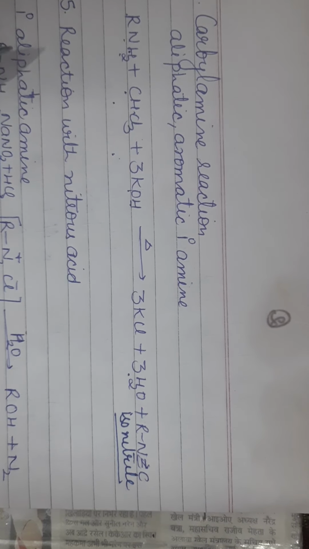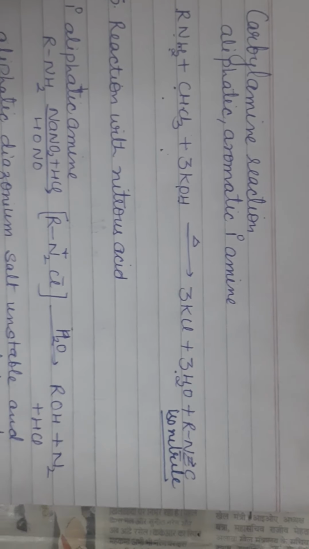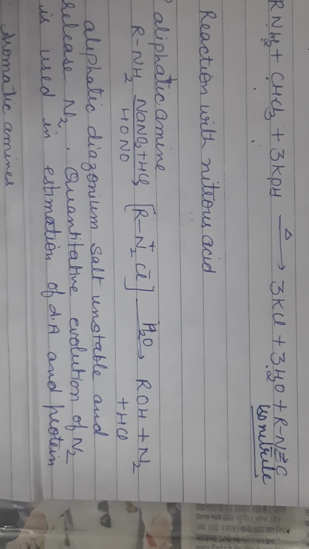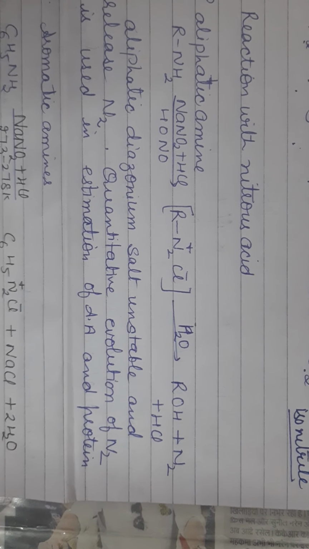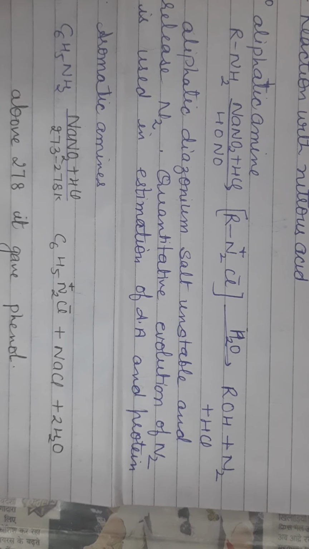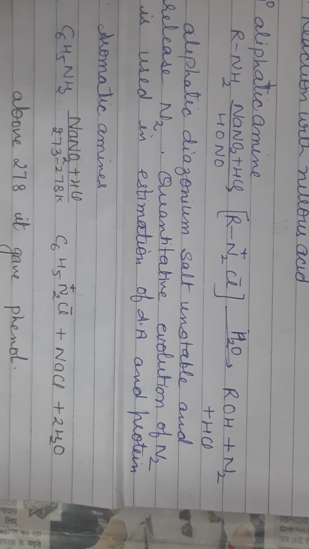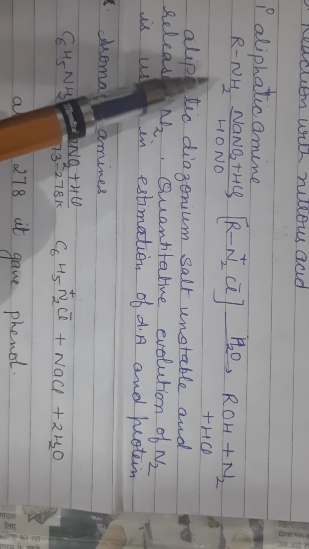Next reaction is the reaction with nitrous acid. It is very important. This is given by aromatic amines, and by this reaction aromatic amines give diazonium salt, but aliphatic amines do not give diazonium salt, they give alcohol. So what is this reaction?